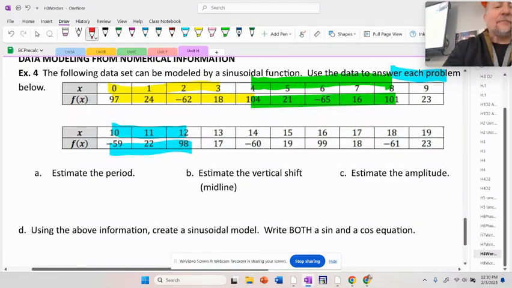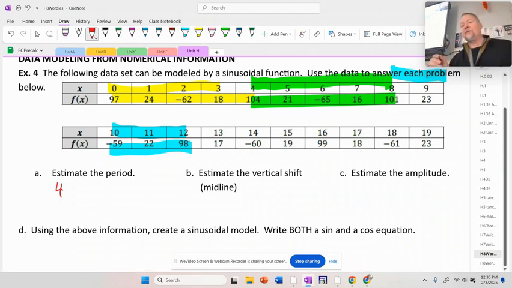Okay, so estimate the period. It's 4, right? All right, now we got to do some estimating. What is the vertical shift? What numbers in the first 4 things? What 2 numbers represent the possible vertical shift? Is it 97, 24, negative 62, 18, 104?